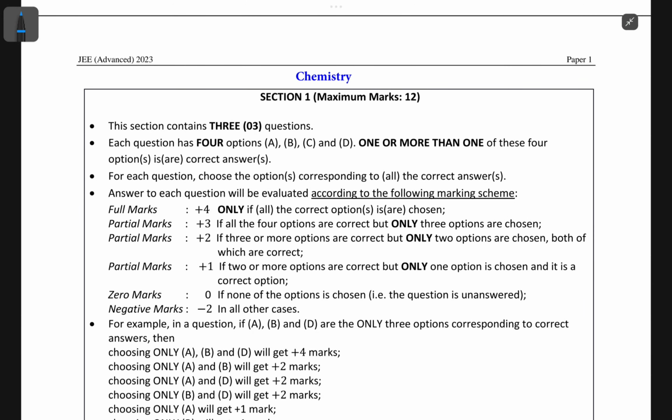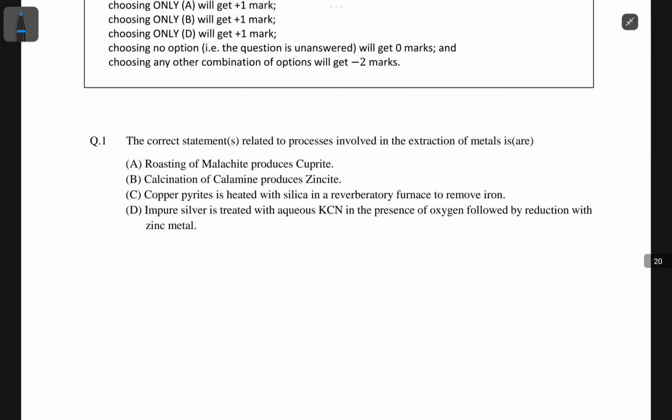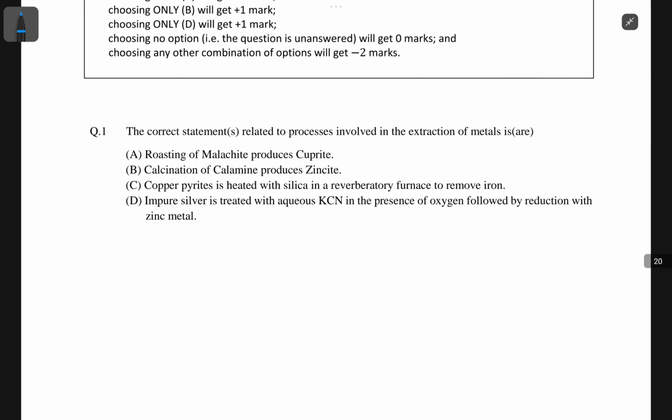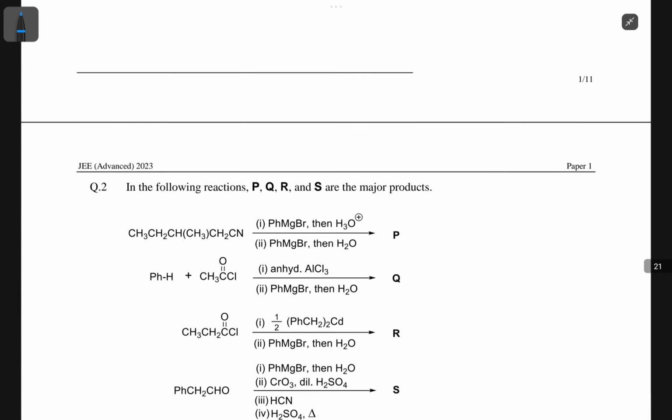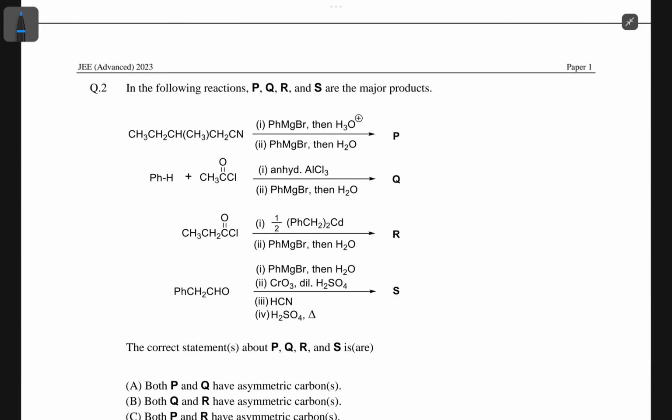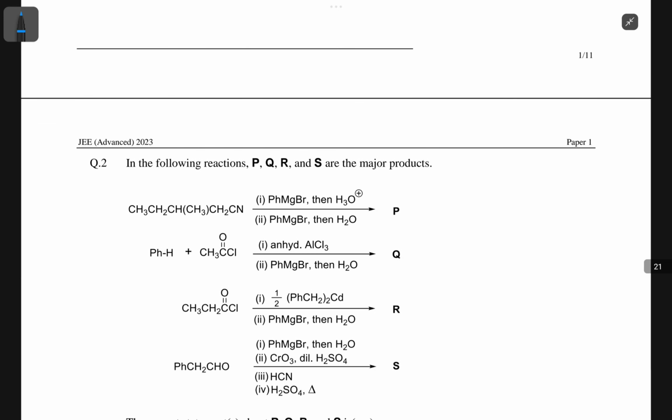Hello everyone, welcome back. Today we are going to be solving the chemistry paper for the JEE Advanced 2023. I'm going to be skipping all the inorganic questions because they are just information based, and let's try to solve the paper analytically. So the first one is an inorganic question. You can just check out the solutions for them, right? So the next one is basically this compound.